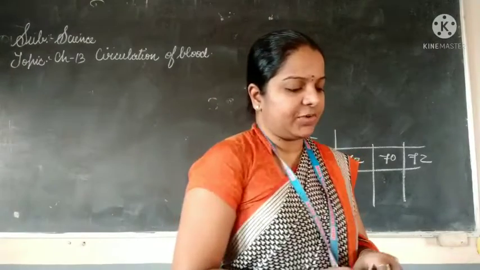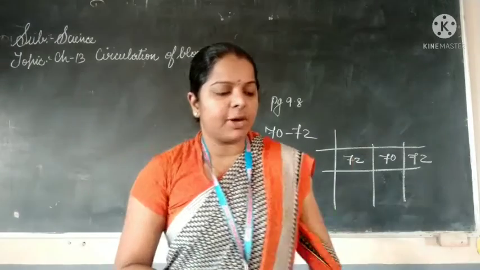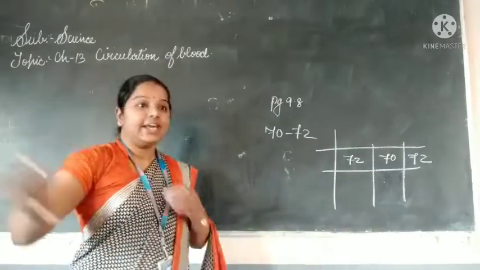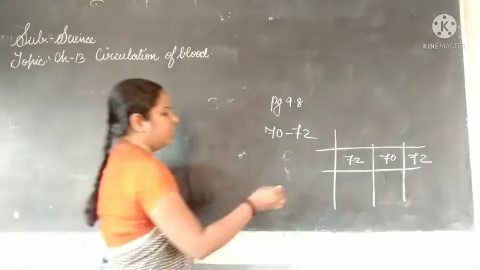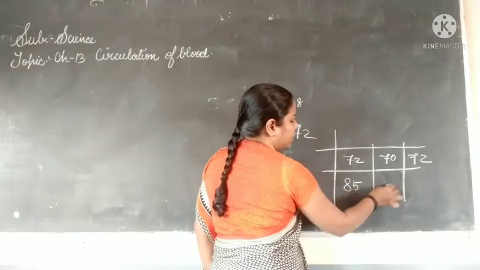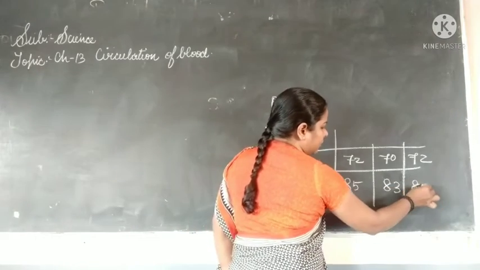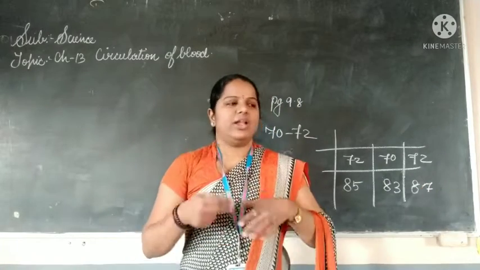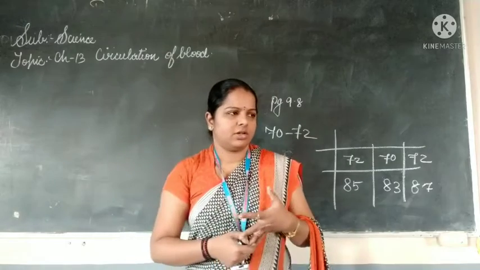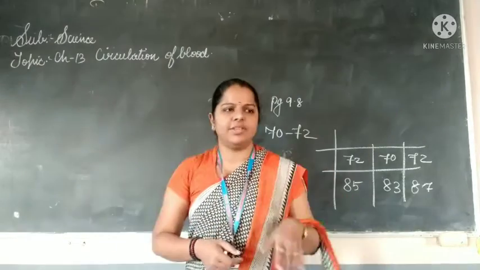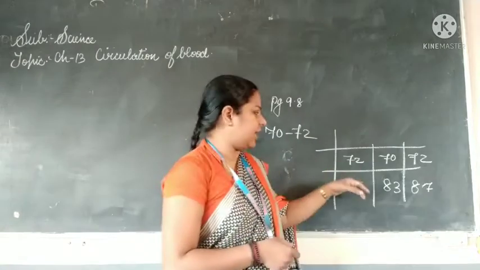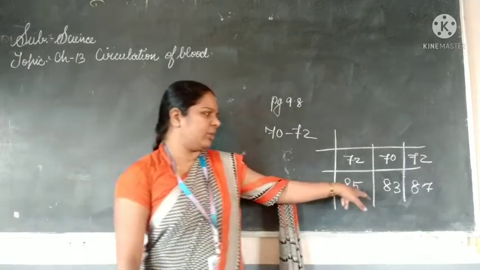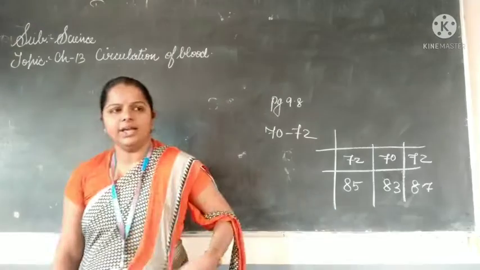Next, the second one: the number of heartbeats after running. It will go in the 80s. So you can write 85, 83, 87. You can give in the 80s range. That means it increases by about 10 beats. After running, in the second column you can write 85, 83 and 87.